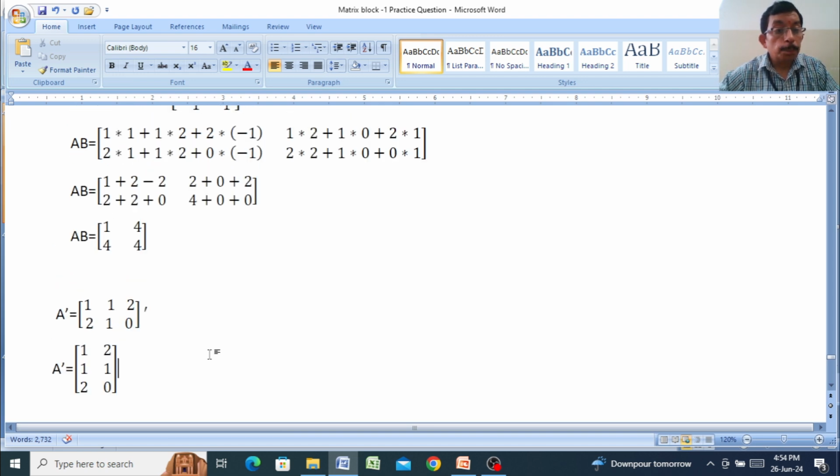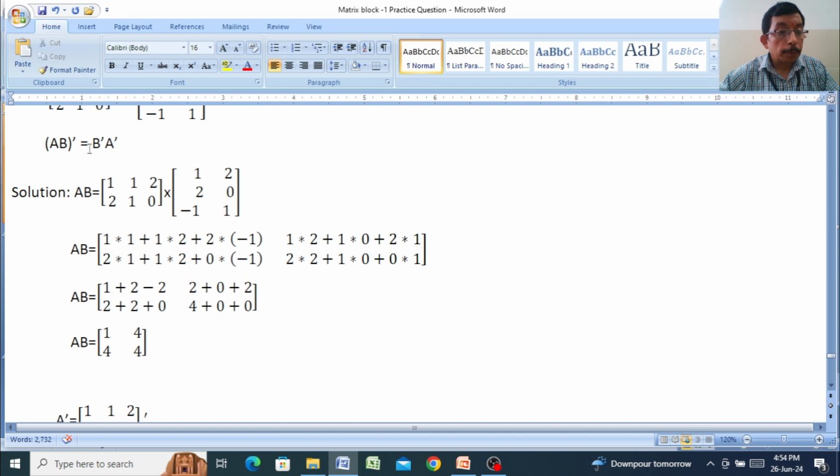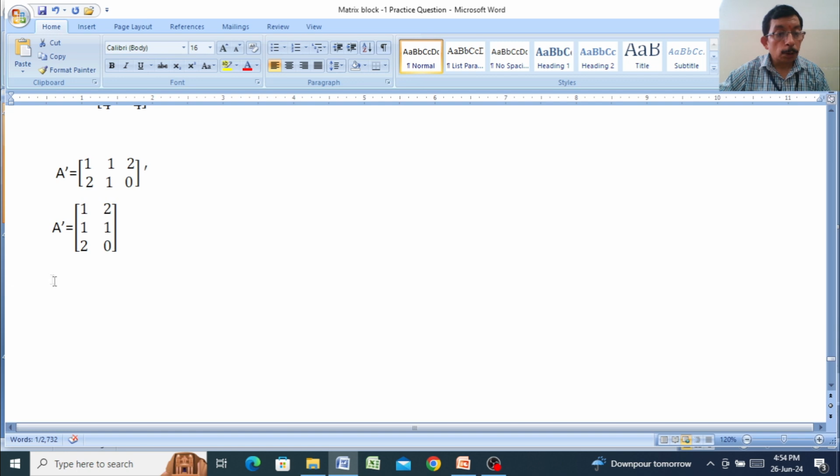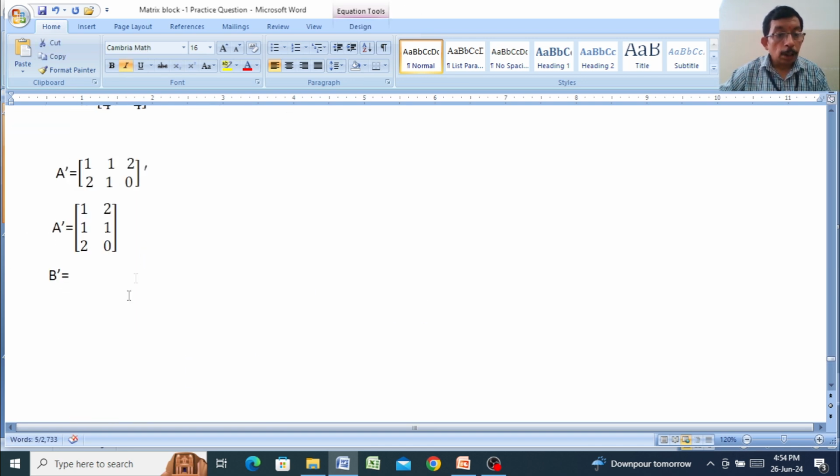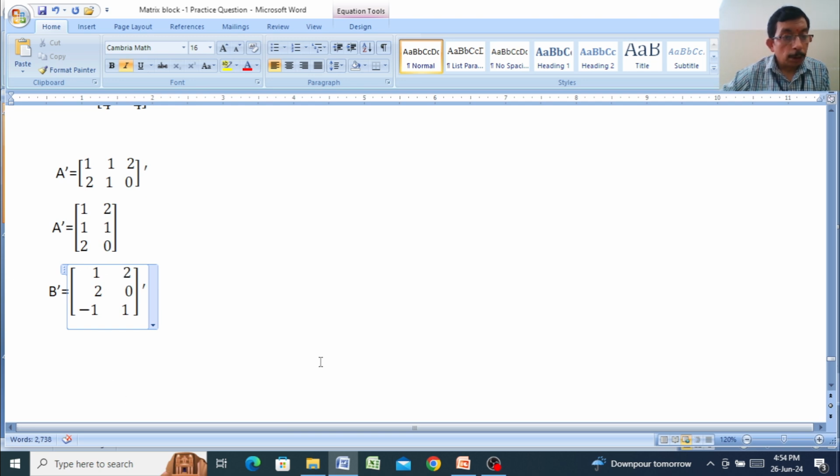Now we take the value of transpose of B. Transpose of B. The value of B, matrix B, note down here and put here. And take the transpose of matrix B. The transpose means the row and column interchange. The row in the next step.